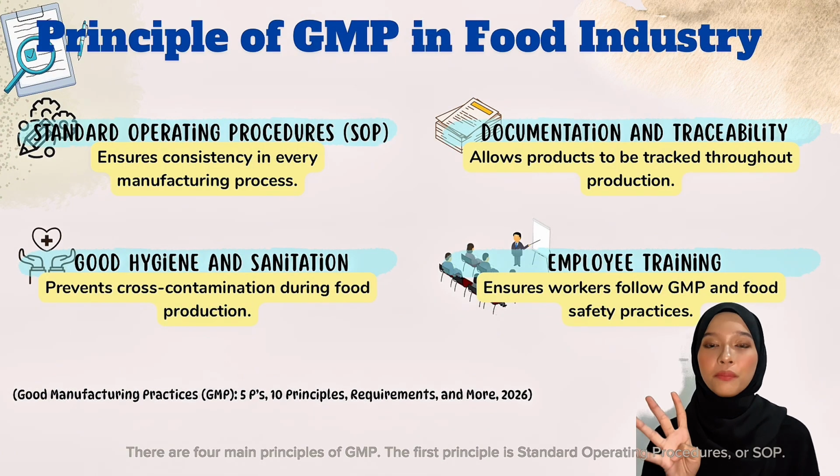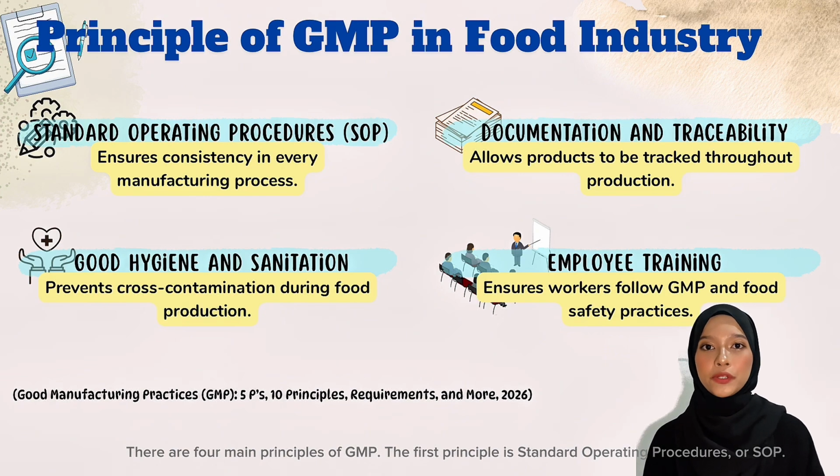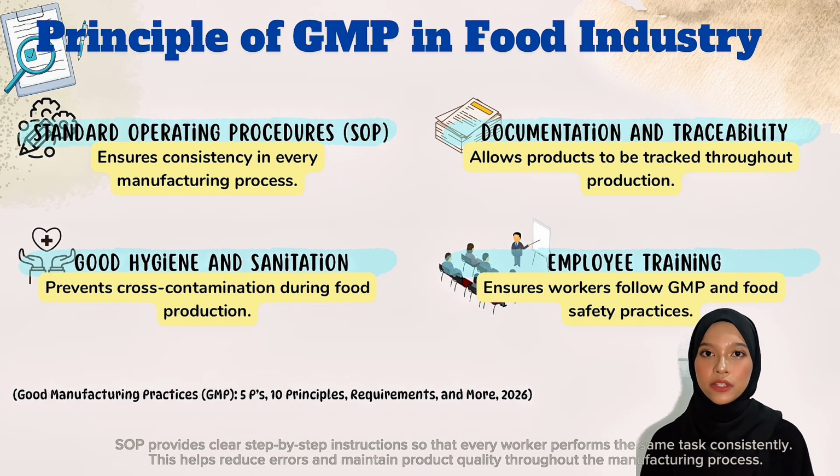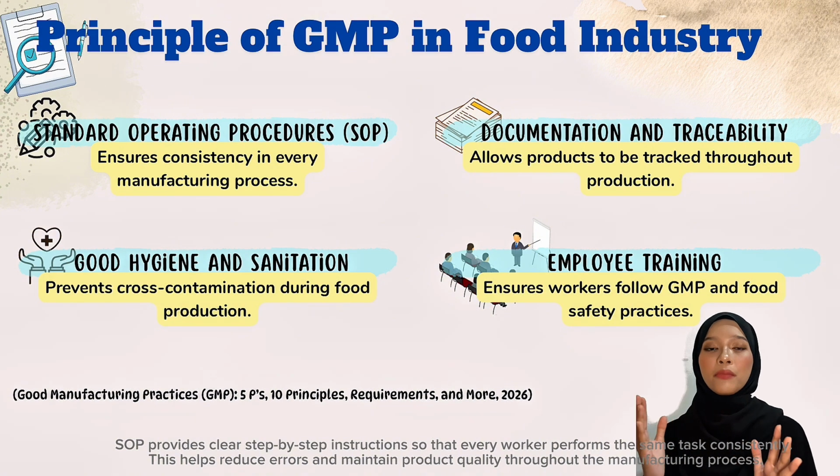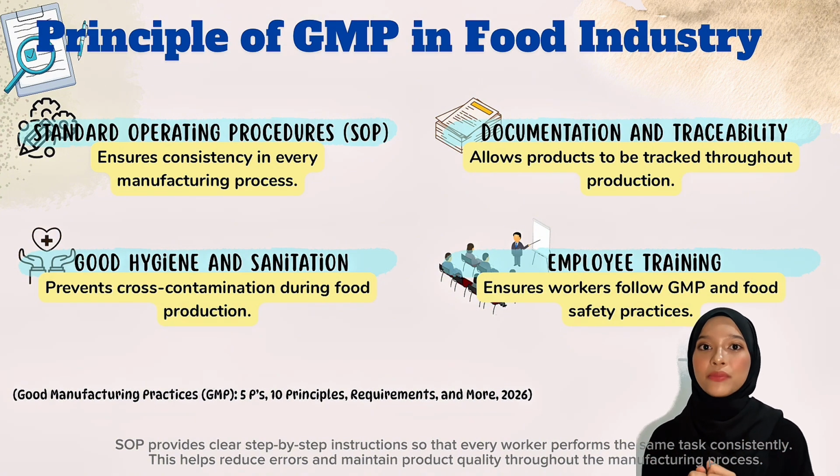Next, there are four main principles of GMP. The first principle is Standard Operating Procedures or SOP. SOP provides clear step-by-step instructions so that every worker performs the same task consistently. This helps reduce errors and maintain product quality throughout the manufacturing process.